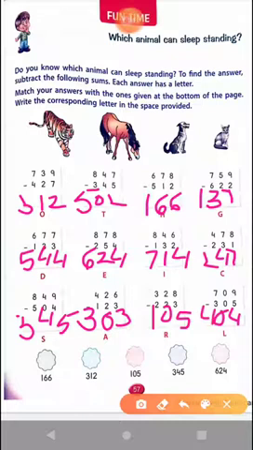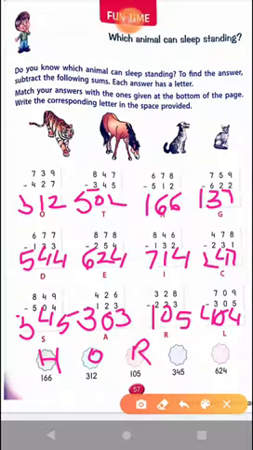Now you write the corresponding alphabets as per the given answers. For answer 166, what is the corresponding alphabet? For answer 166, the alphabet is H. So we write here H. Next is 312. Now find out the alphabet for 312, and it is O. So we write O here. For 105, the alphabet is R. So we write R here.